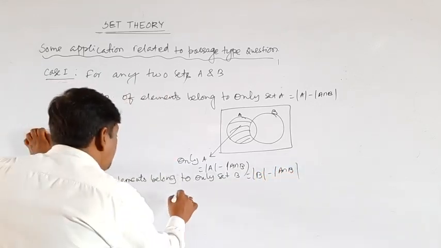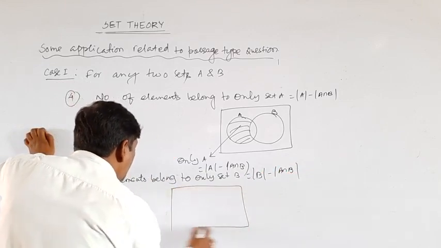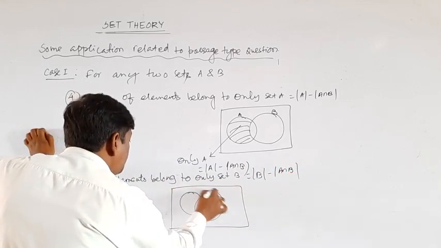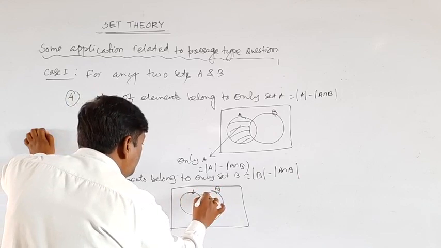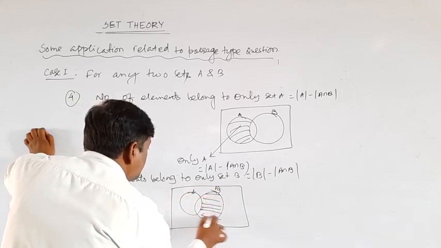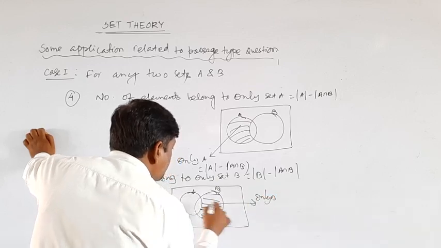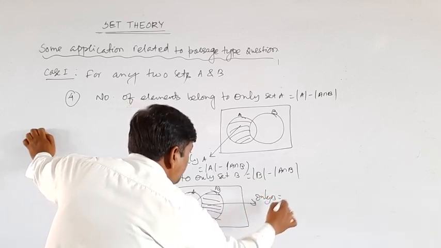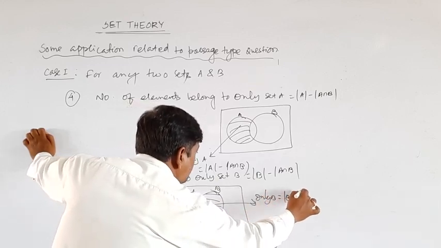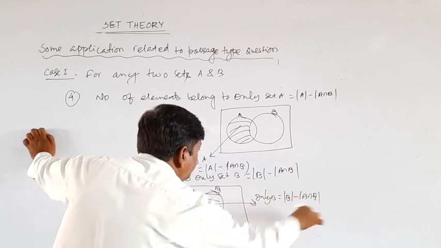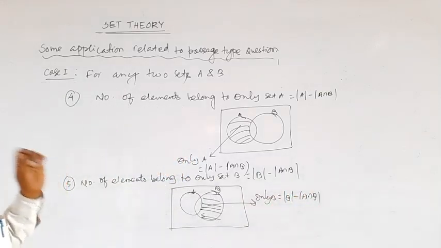So this is the Venn diagram. Only B means what? This is A and this is B. Only B means this region. This region is only B. So this region is equal to B cardinality minus A intersection B cardinality. Clear? Now for 3 sets, case 2 for any 3 sets.